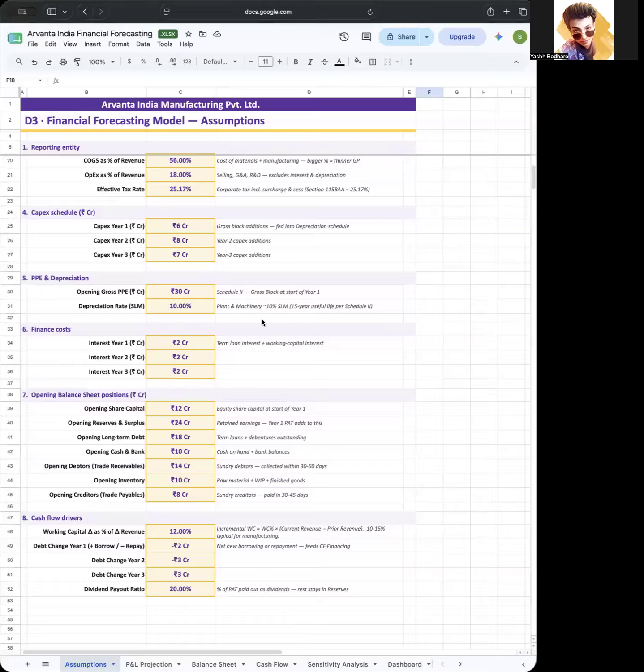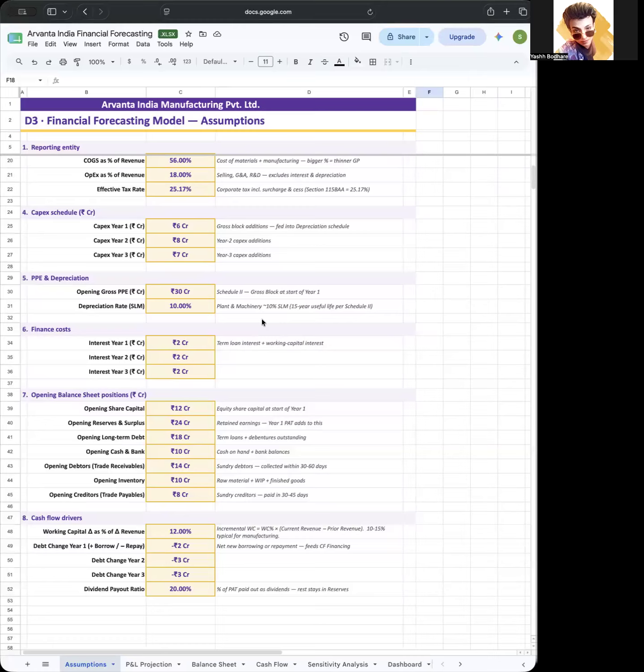And the depreciation rate, as you can see, is 10%. This is under the straight line method or SLM. Depreciation allocates the cost of long term assets over their useful life. Although purchasing machinery creates a cash outflow at the time of acquisition, the entire amount is not recorded as an expense immediately. Instead, the cost is gradually charged to the P&L over the years in which the asset is used. A 10% blended rate roughly implies that the relevant asset base is depreciated over an average period of approximately 10 years.